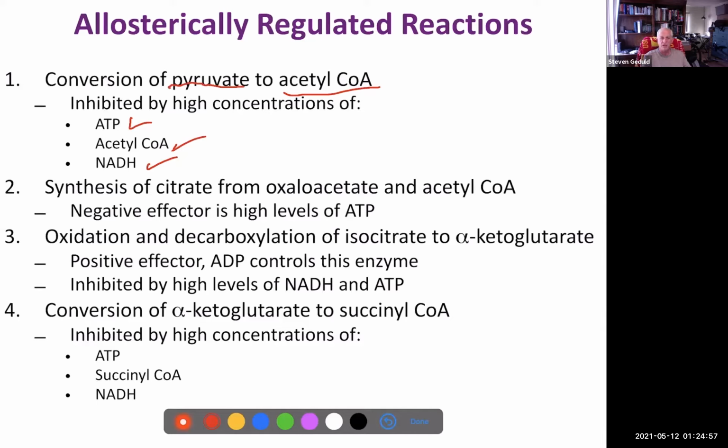So it binds to the enzyme that converts pyruvate to acetylcoenzyme A and inactivates the enzyme. And you've got to remember, it's not binding to the active site, so it's not going to compete. It's not going to be a competition reaction. It's binding to an allosteric site away from the active enzyme site. And the second one, synthesis of citrate from oxaloacetate and acetylcoenzyme A. The negative effector is high levels of ATP. Again, high levels of ATP, it's going to bind on it, and it's going to stop the oxaloacetate from bonding with acetylcoenzyme A.